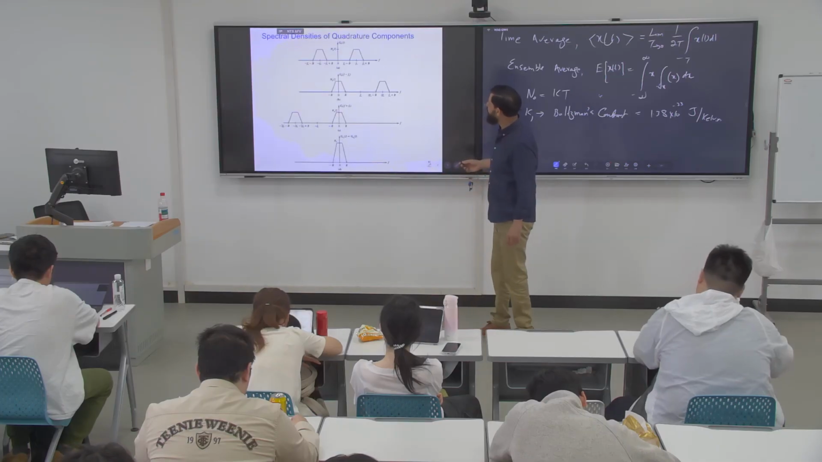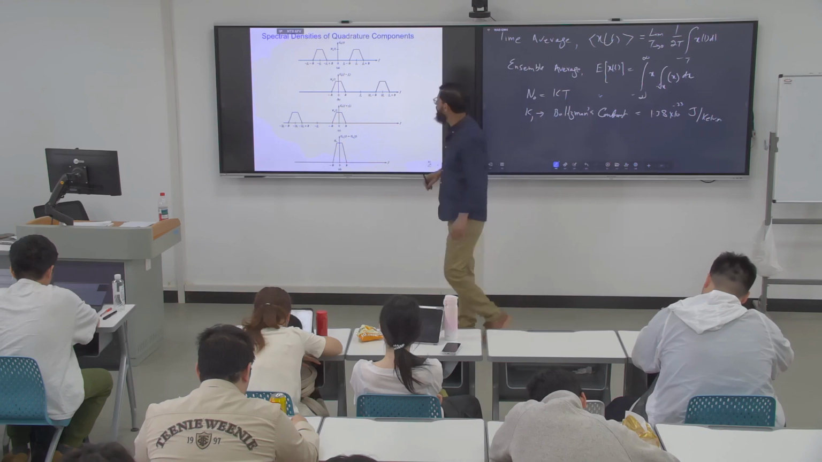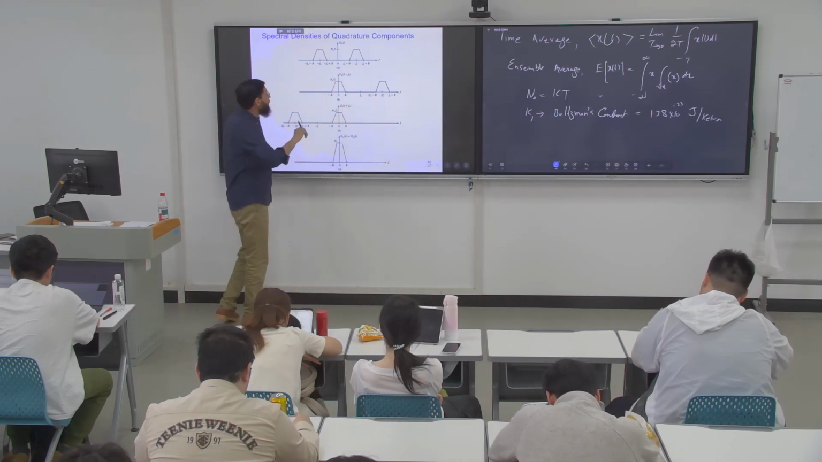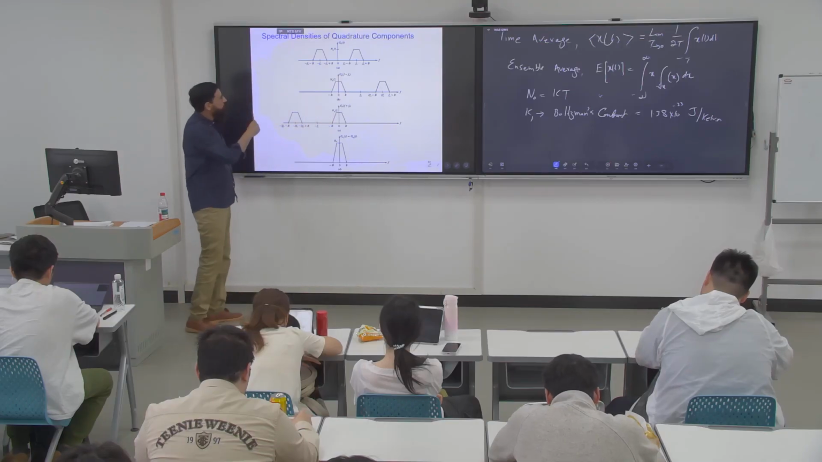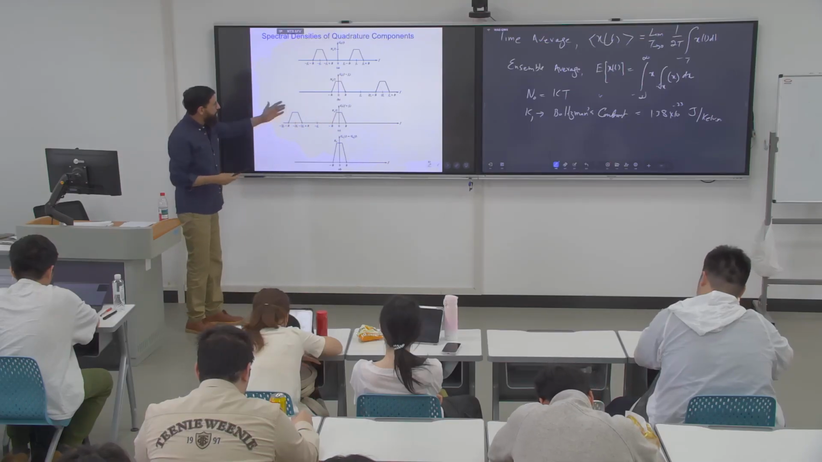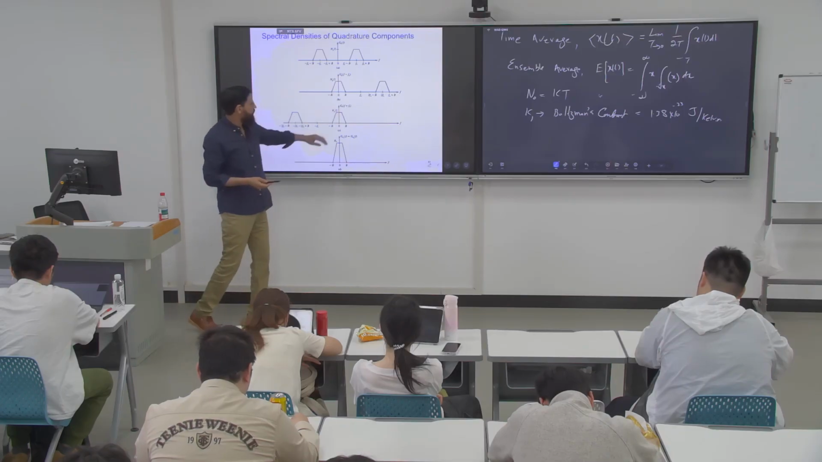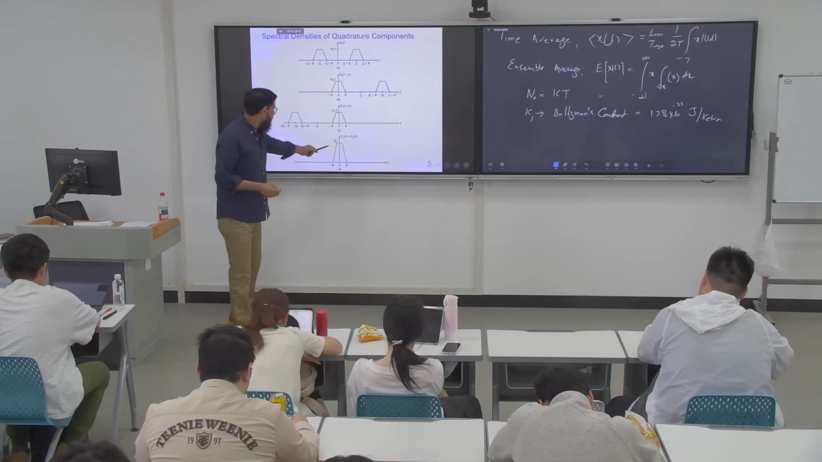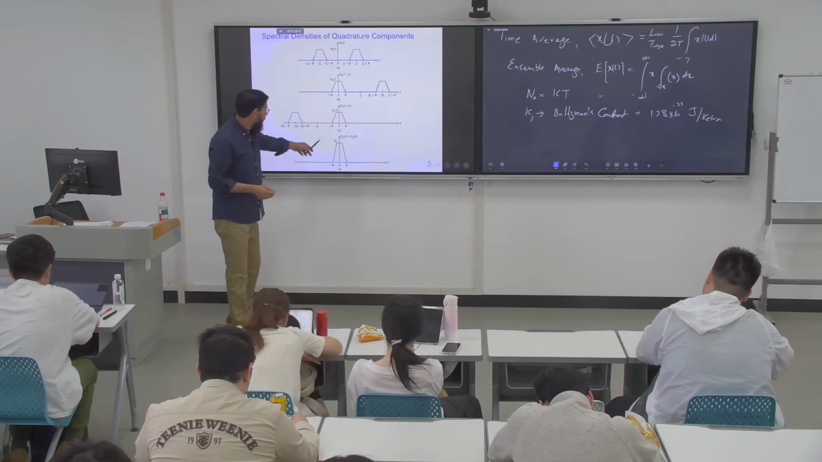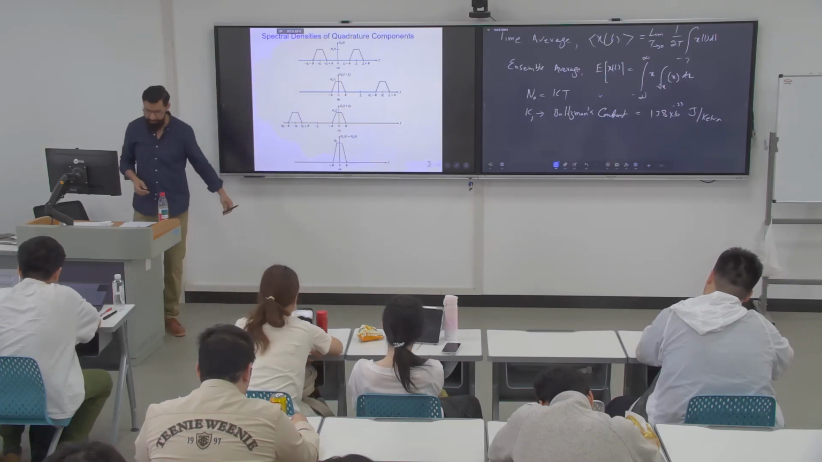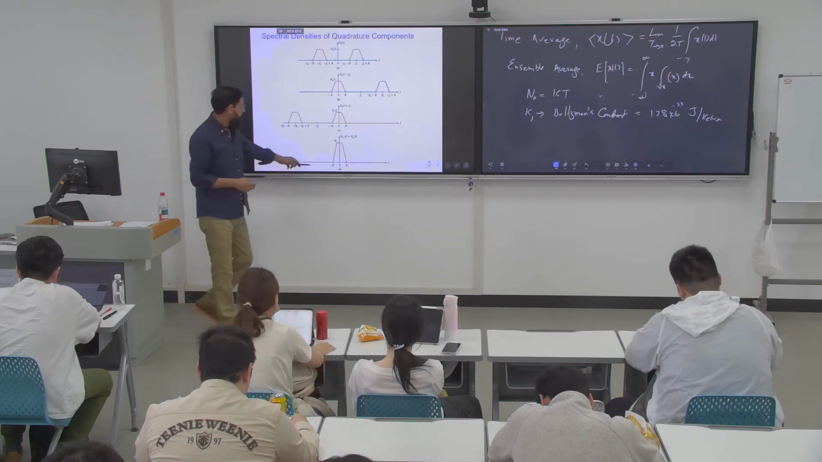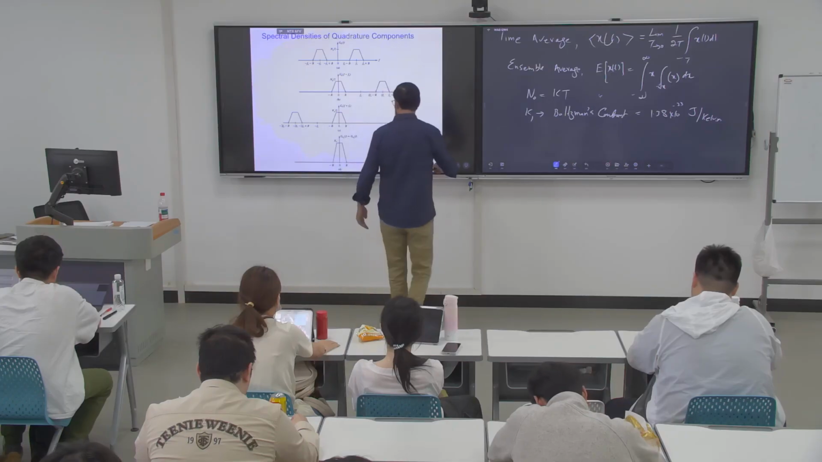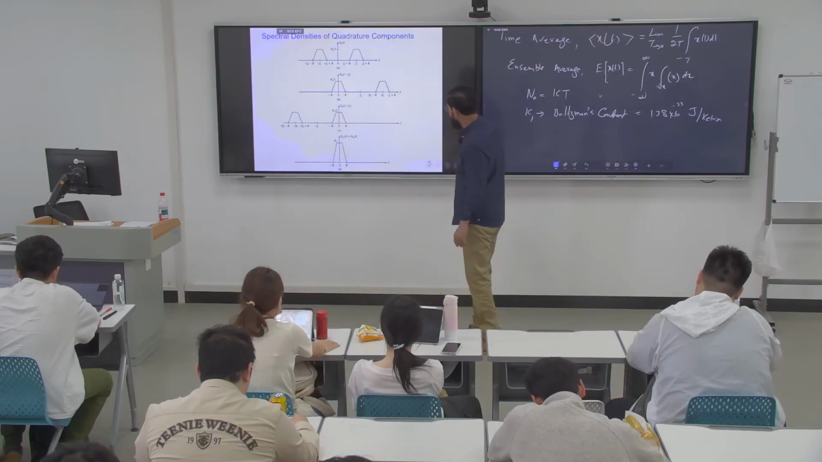Here is the spectral density of the quadrature components. So this is G_X(f), and this is G_X(f - fc). We are moving back in this direction, and similarly in advance we are moving in this direction. Together, this would be G_X for the in-phase and G_X for the quadrature.